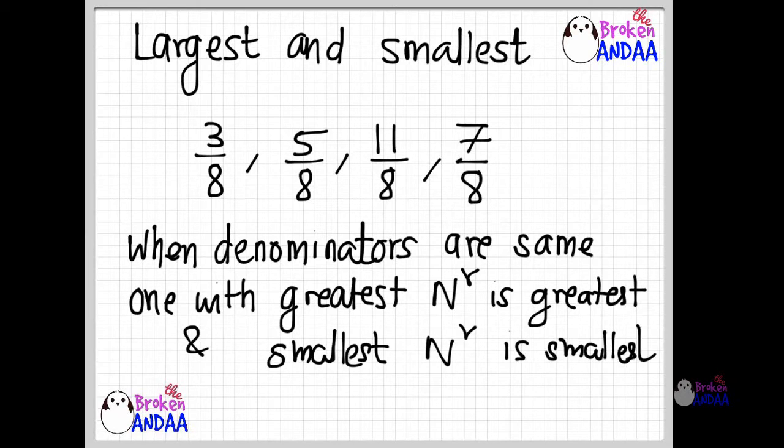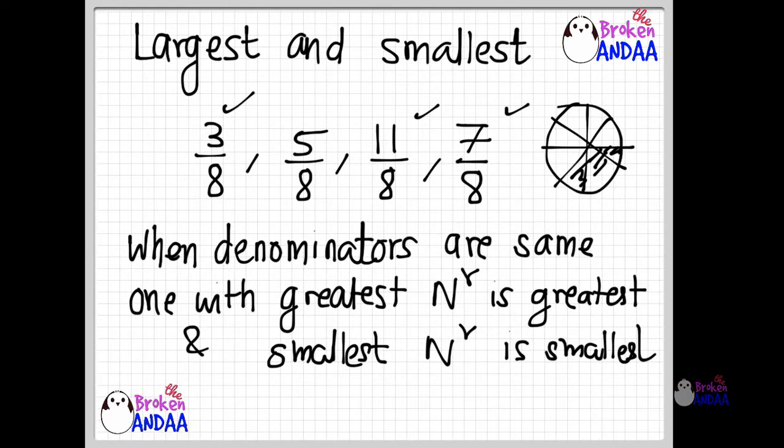Why is it so? Simply, whatever the object is, we are making 8 equal parts of it. Here we take 3 parts of it. Here we take 5 parts of it. Here we take 11 parts of it. Here we take 7 parts of it, right? So obviously, if we have equal size objects, when we take 3, in this case it will be the smallest, right? So 3 by 8 is the smallest in this case. And obviously 11 by 8 is the largest.